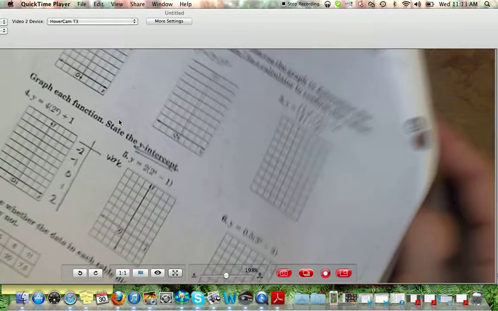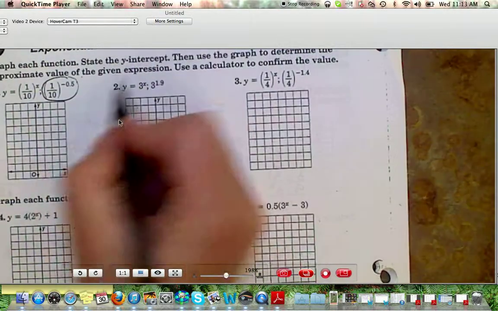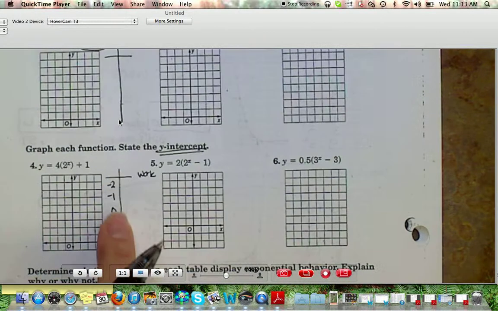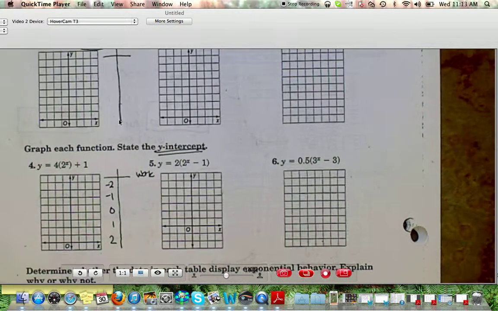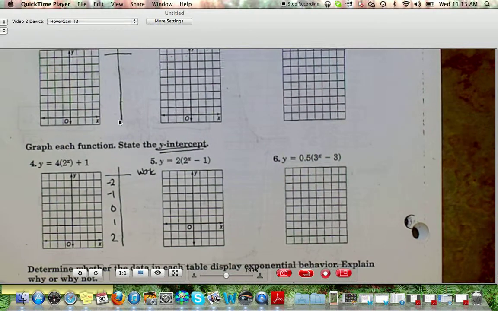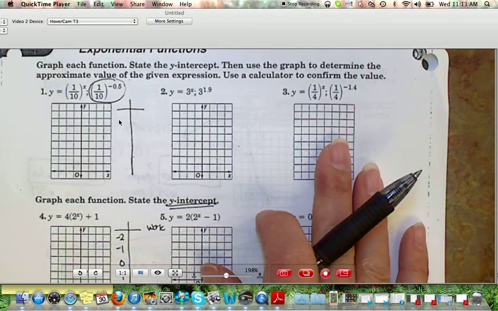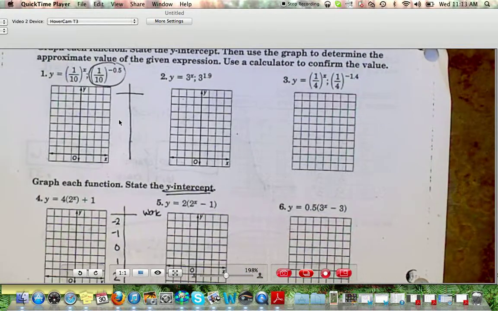The rest is exactly the same. You should have tables on every single one of these, just like this guy with the -2, -1, 0, 1, and 2. And then you got some word problems, and it gives you some hints here. So you're going to be working on this for the rest of class. If you finish it, you can give it to the sub. If you don't finish it, then you'll need to bring it in tomorrow.